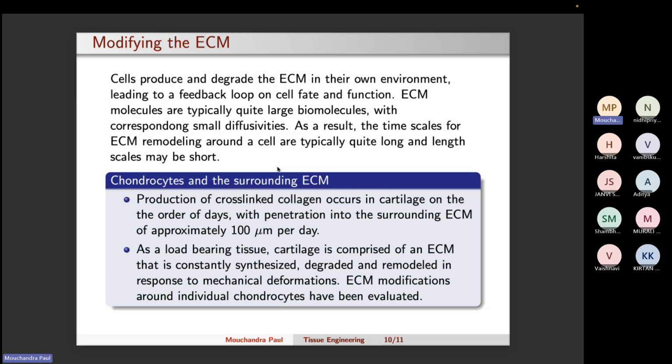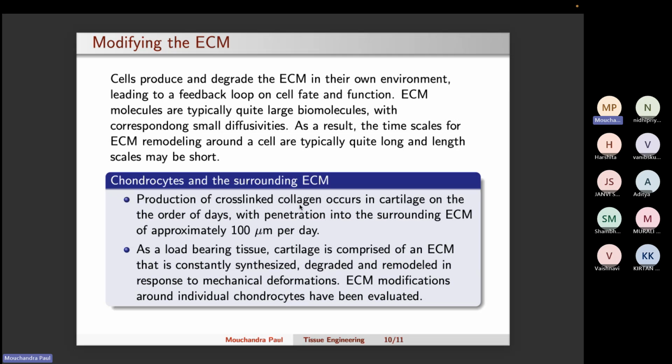Means at a particular time for a particular cell, only a few ECM molecules can be modified. So the length, or the distance to which the ECM modification is possible at a time, is small. Take an example of the cartilage tissue, where the resident cells are the chondrocytes, and the cartilage tissue majorly has the ECM component collagen. Collagen is a major component of the ECM of cartilage.